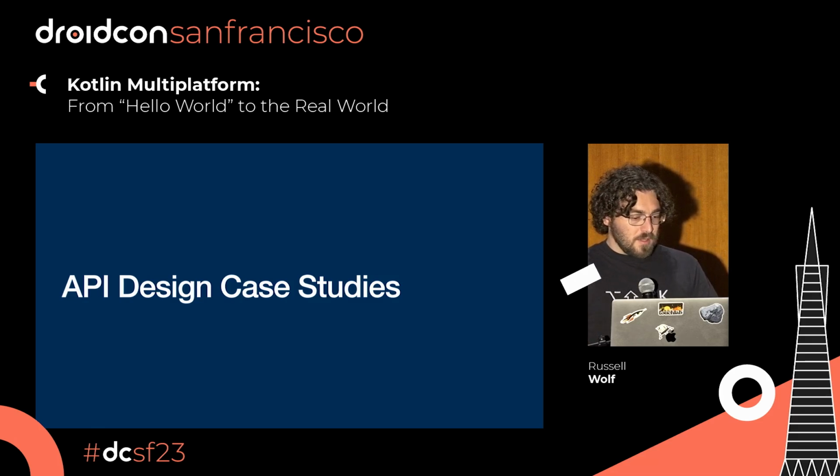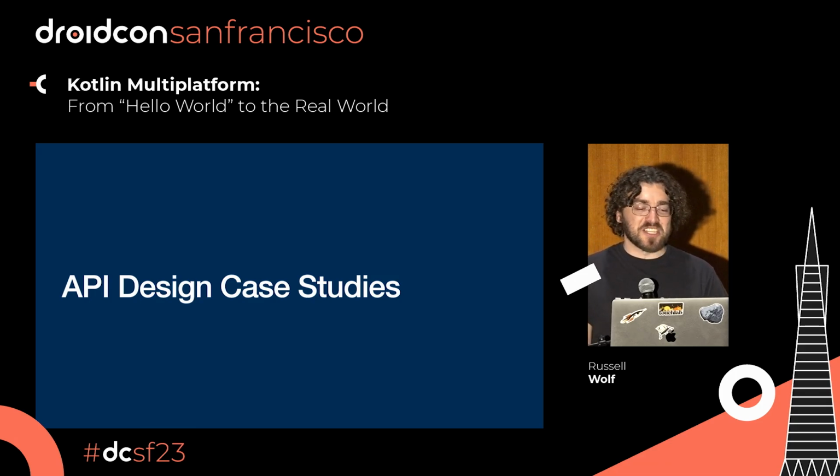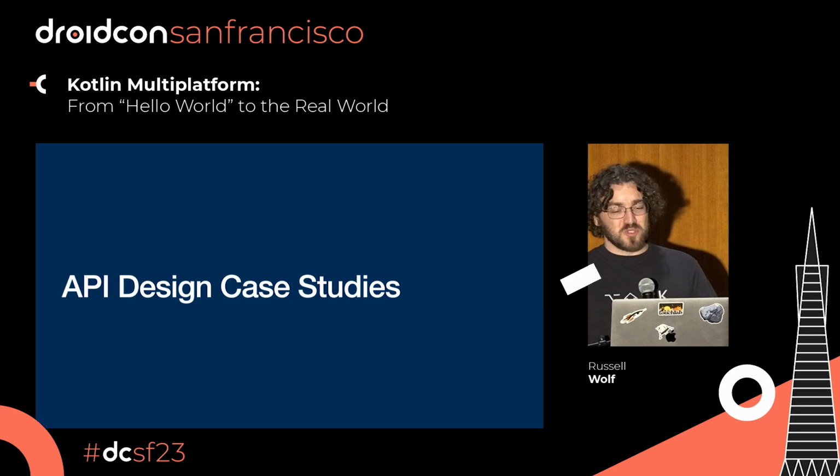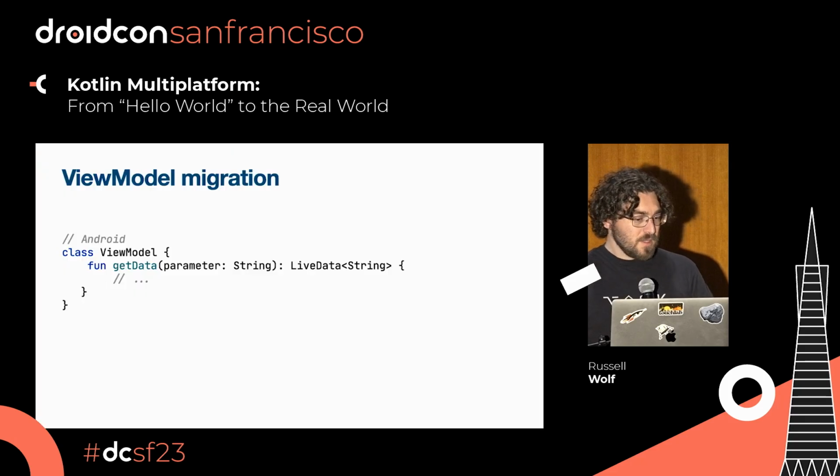So I'll finish up with a couple of case studies around API design, things that have come up in some of the projects that I've worked on, where we had to do some work to make our shared code work the way we wanted it to. I've changed all the names of things to protect the innocent, but these are all examples of things that have come up in real projects.